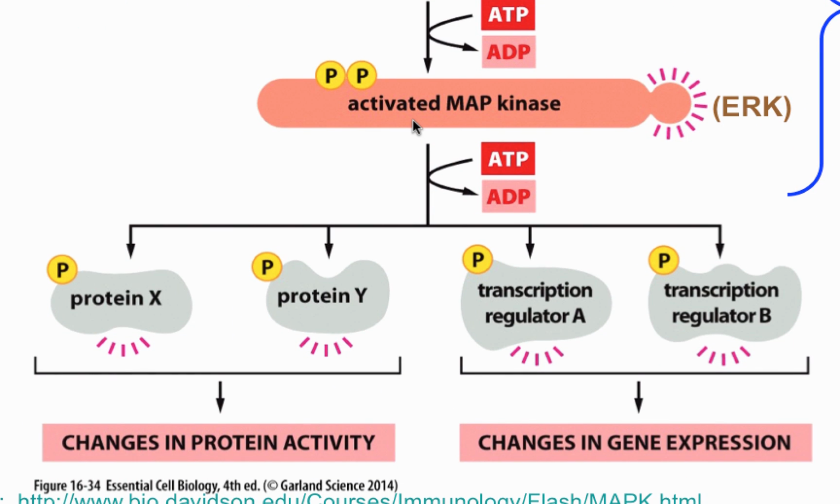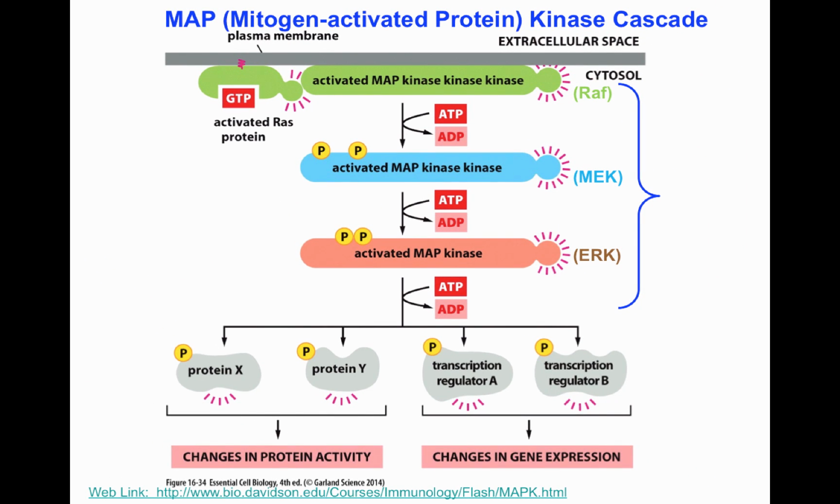ERK is able to then phosphorylate different proteins, and it's shown over here phosphorylating protein X, protein Y, and that is going to induce some changes in protein activity. But it's also phosphorylating transcription factors. So it's phosphorylating, for example, transcription factor A or B, that are going to help with changes in gene expression. So let me repeat this because it could be quite confusing.